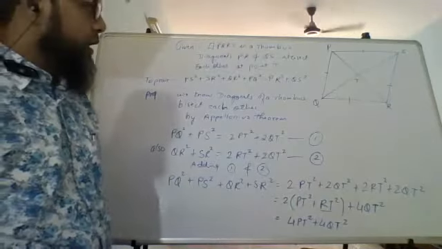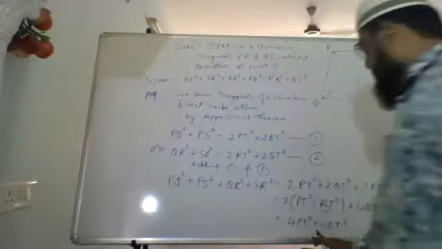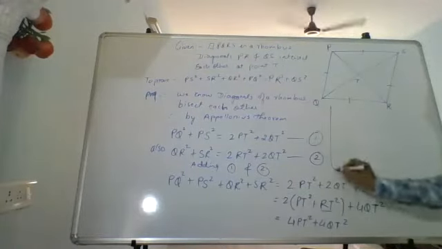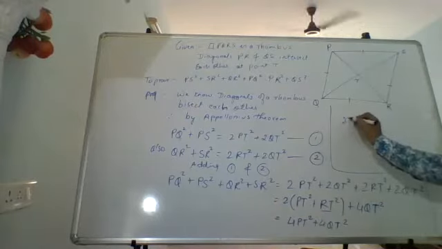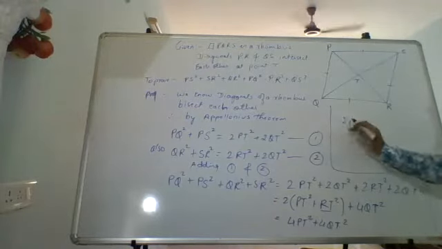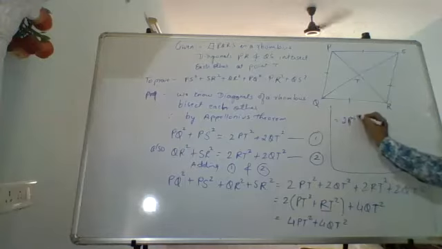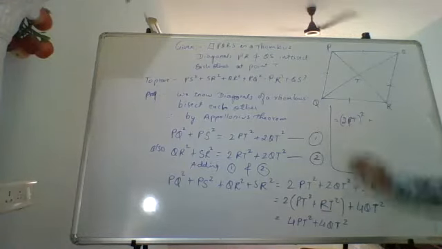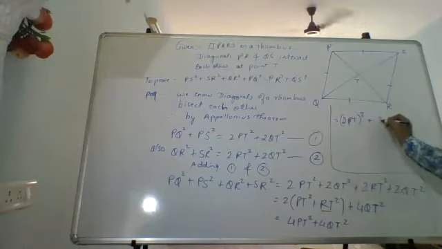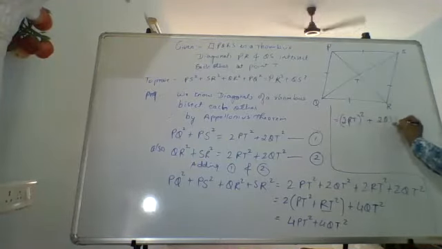4 PT square plus 4 QT square. Now this, I'll just write it over here. Thoda sa bacha hai. This 4 PT square can be written as 2 times PT the whole square. That will give me 4 PT square plus 4 QT square can be written as 2 times QT the whole square.